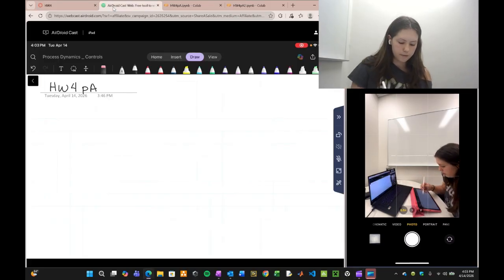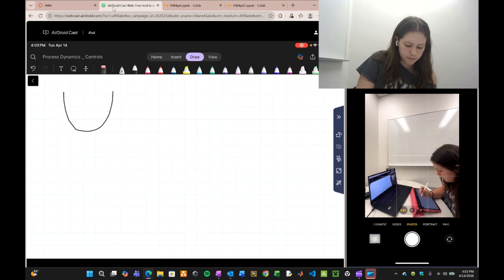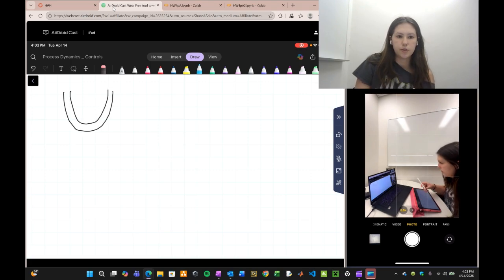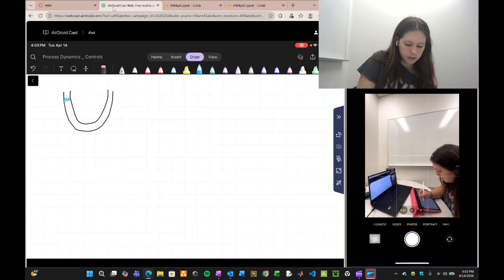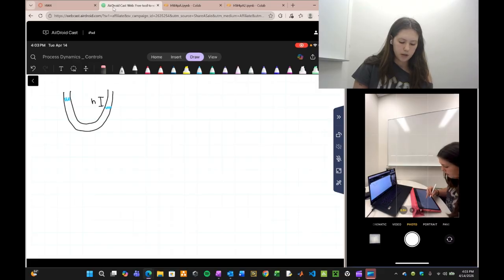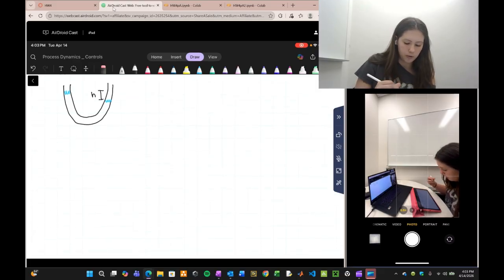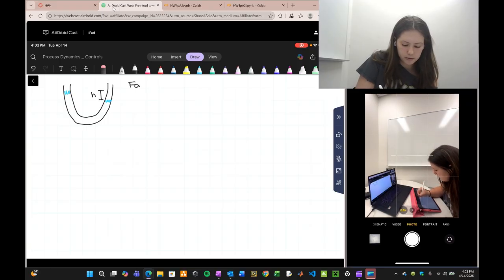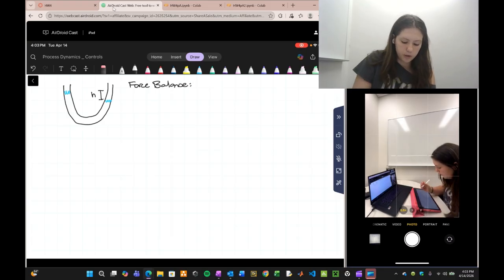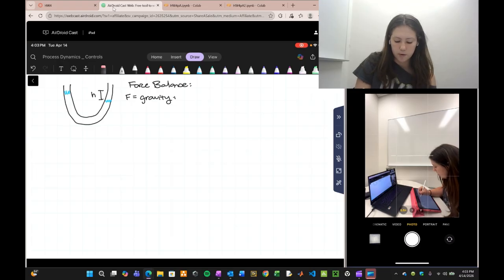So we can start off by drawing our manometer, and we will have two different liquid levels in here, and we'll define the difference in these liquid levels as H. And we can also start out by writing a force balance, and just in general, we know the forces that we'll have are obviously gravity, the force of gravity on our liquid. There will be the force of the atmospheric pressure.